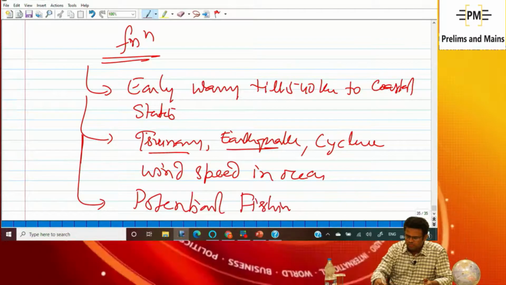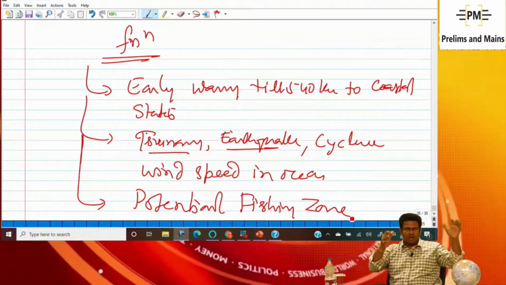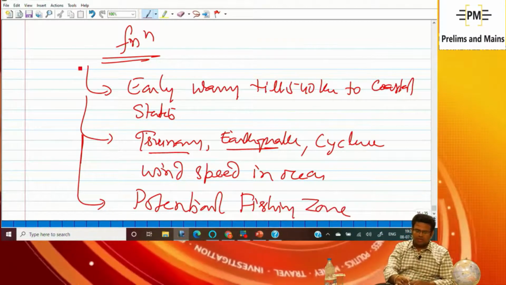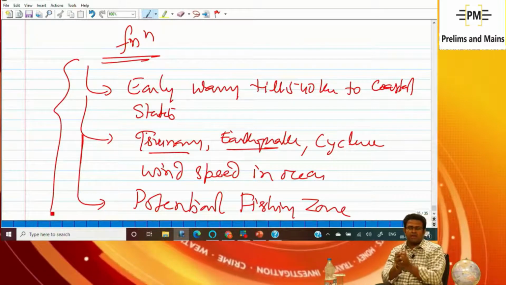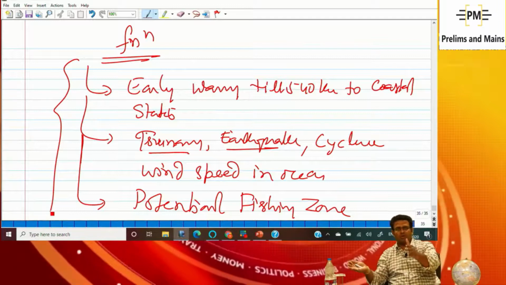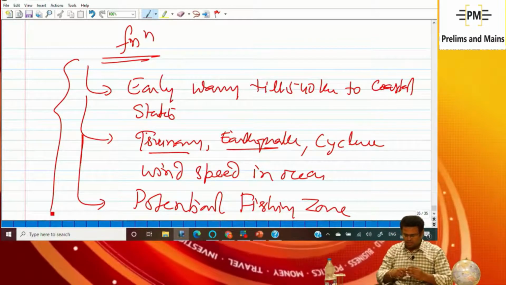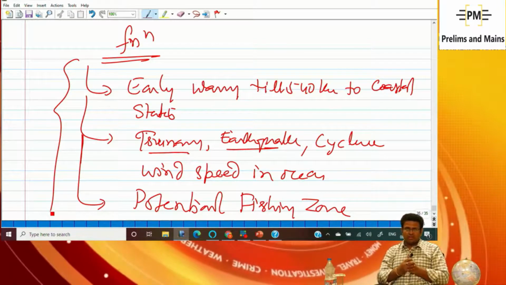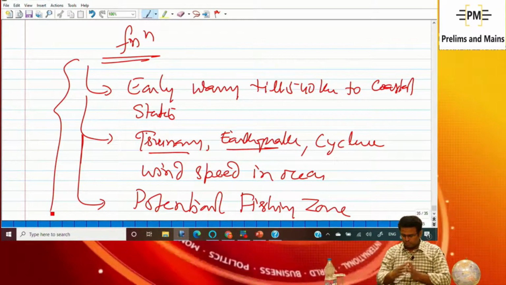fishing zone, because this satellite will also tell them, okay, this is the area where large amounts of fish are there, so it will help in the development of the coastal area and safeguarding their lives. Development means the potential fishing zone, they can go into this area, and safeguarding their lives, that is early warning. This is Gemini. This is clear to all of you.